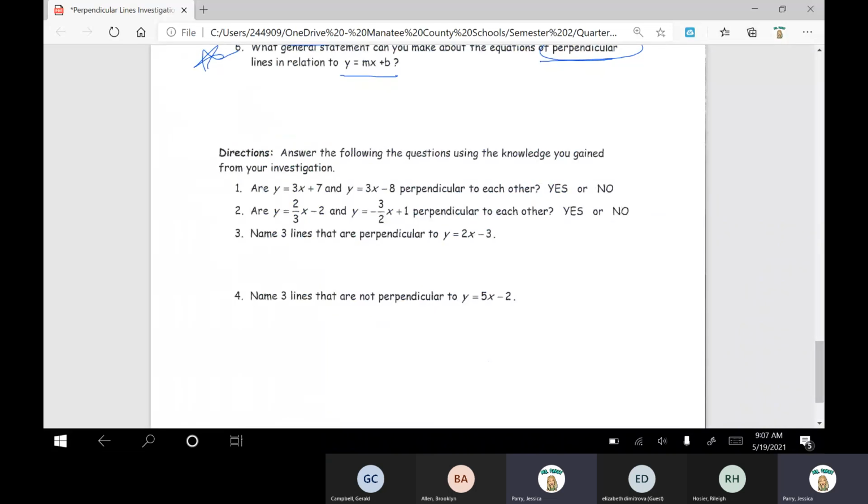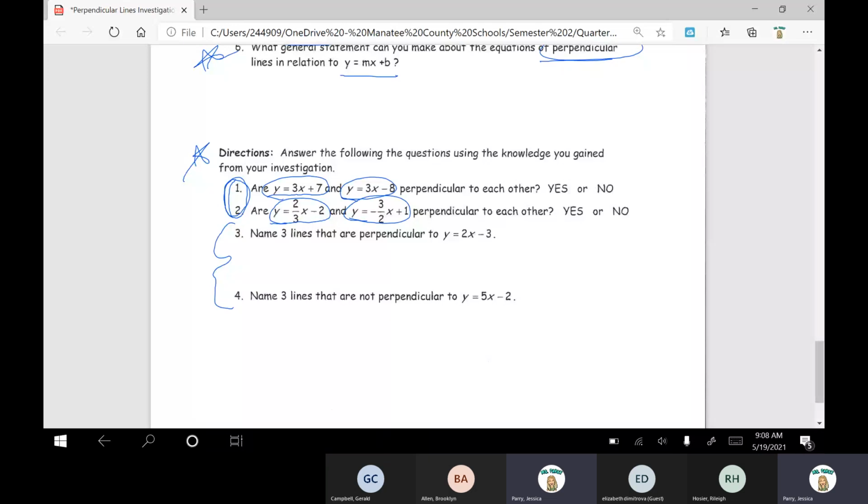This section here says answer the following questions using the knowledge you gained from your investigation. So these first two questions, 1 and 2, there's a definite right or wrong answer. It's just asking you, are these two equations perpendicular to each other? Yes or no? You will be able to figure that out really easily from answering all those previous questions. Same thing for number 2. Are these two equations perpendicular? Yes or no? Use the information that you did from before to help you answer the question. And then your last two, again, we're going to have different types of answers.